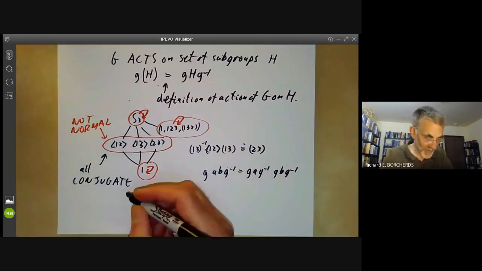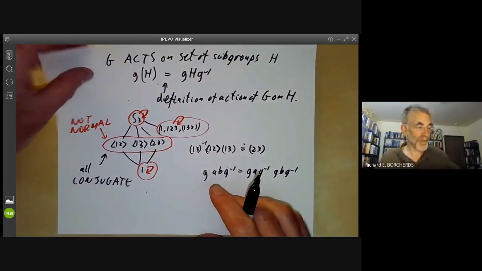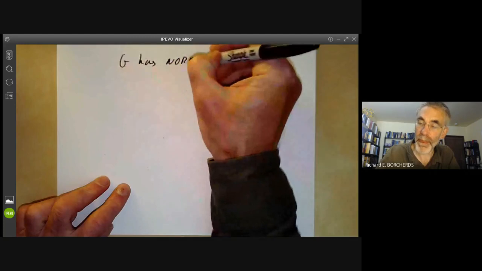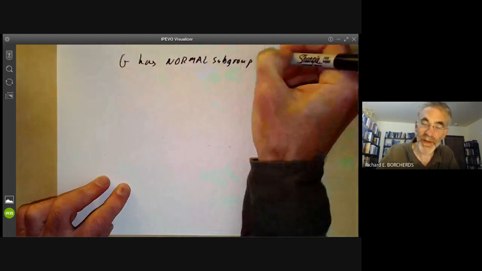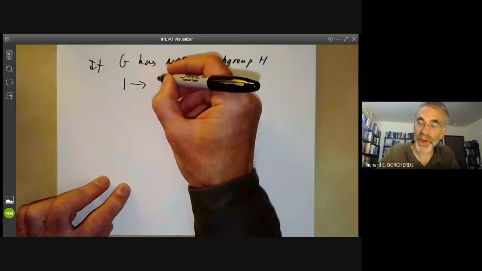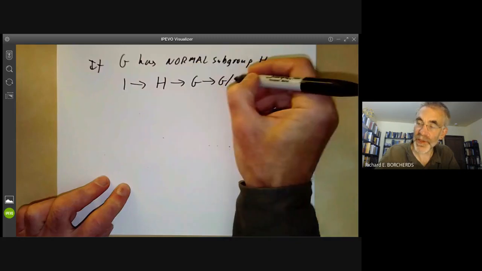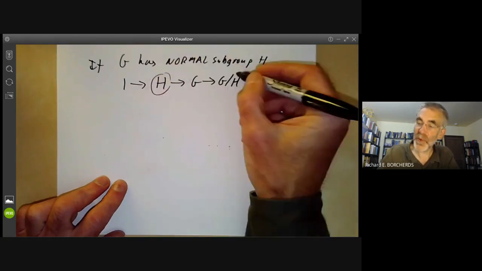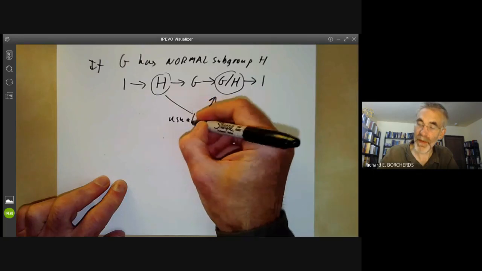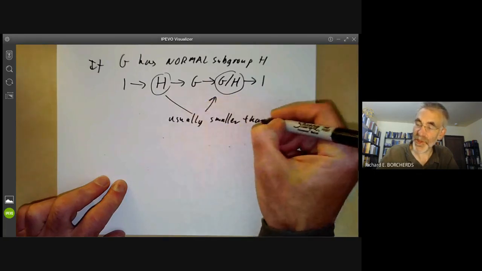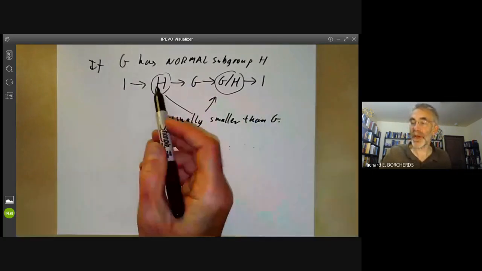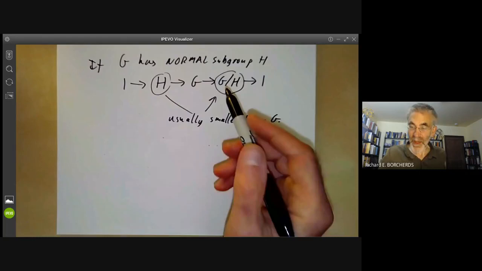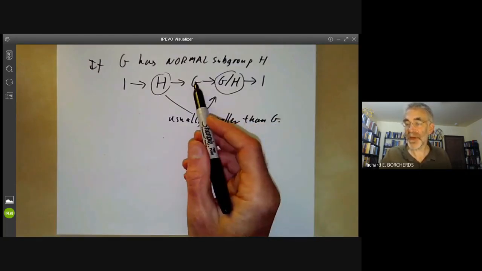So suppose G has a normal subgroup H. Then we have this exact sequence: 1 goes to H, goes to G, goes to G over H. And if H is not 1 or G, then these groups will be smaller than G. So the idea is we can break G up into groups that we hope are smaller and therefore easier to understand. And if we're lucky, we can reduce properties of G to properties of these two groups.